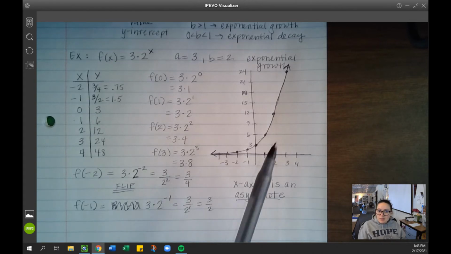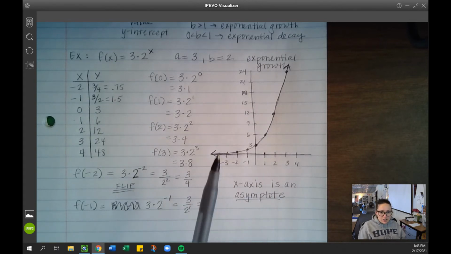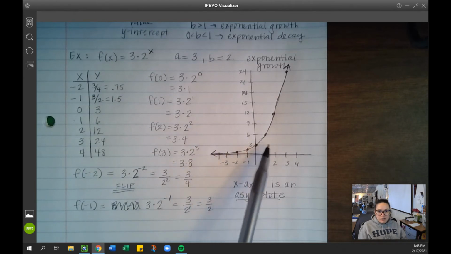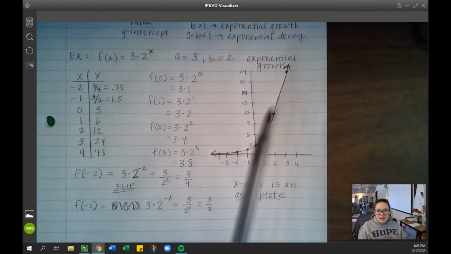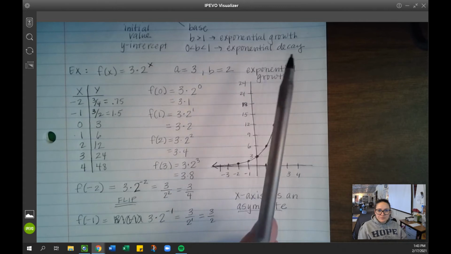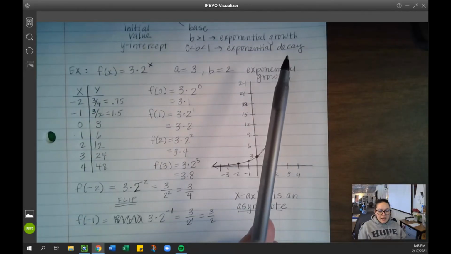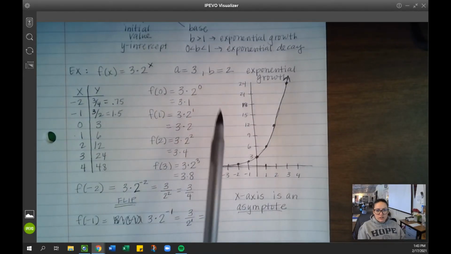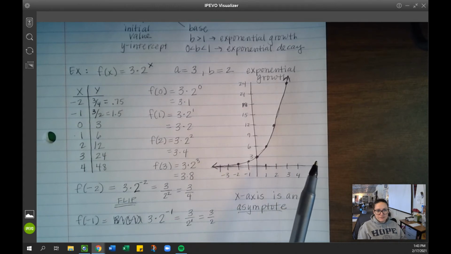All right, so this is exponential growth. This is an exponential function. Basically what happens is it starts off really, really, really slow, and then it takes off. So it's growing really fast. And what we'll find is that if we have exponential decay, the graph will decrease.